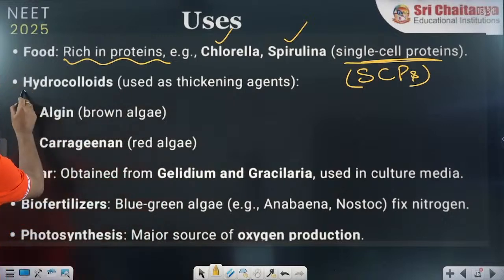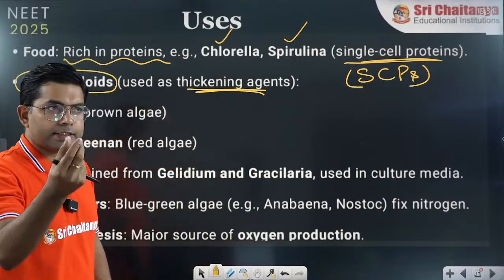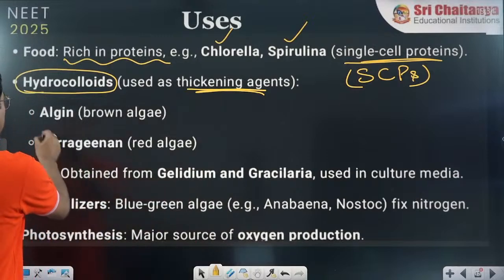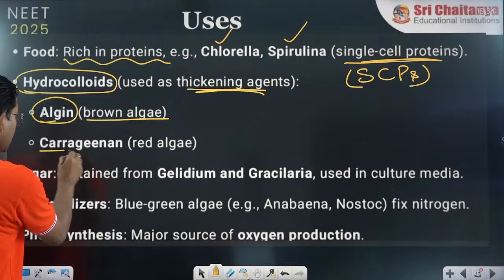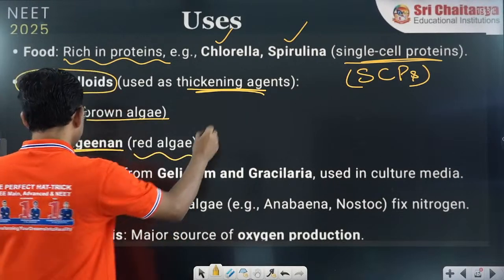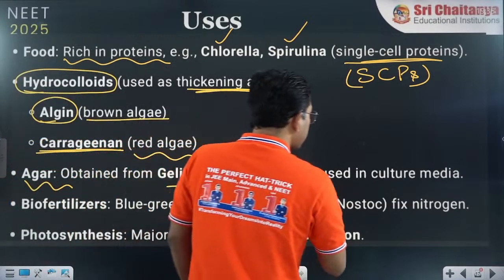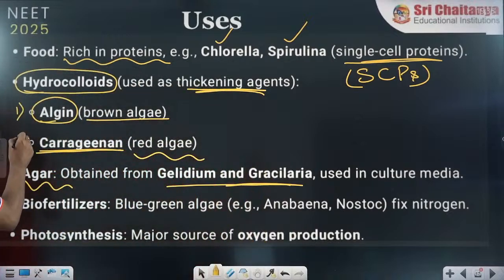Then hydrocolloids, as I said, are used as thickening agents. As I said, they are used in ice cream and jelly. An example is algin, obtained from brown algae. Another one is carrageen, which is obtained from red algae, and agar is also obtained from red algae, which is Gracilaria and Gelidium. So overall we have seen three hydrocolloids, right? One is algin, carrageen and agar.